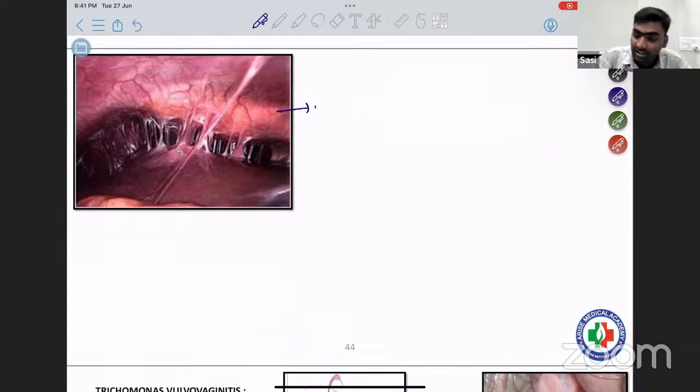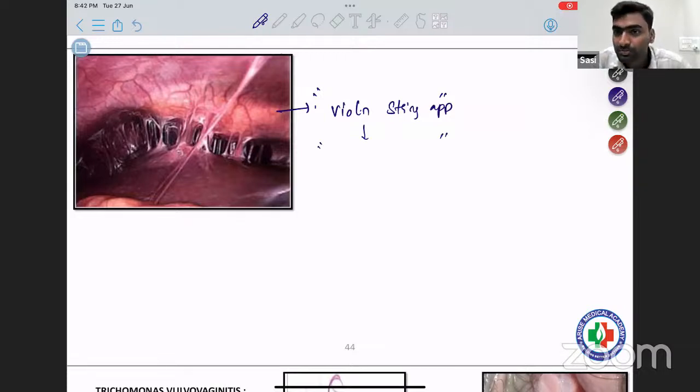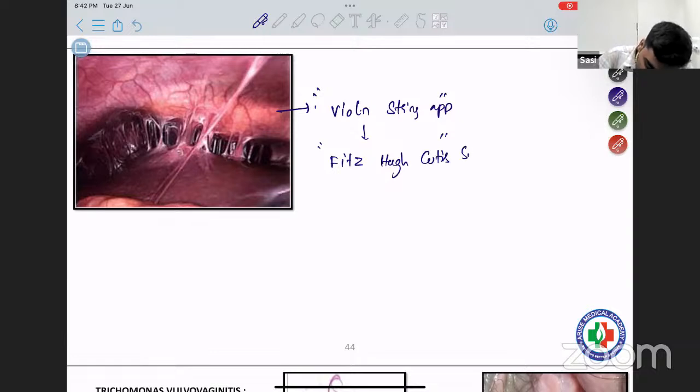What is this appearance? It's known as, what is this appearance? Answers in the chat box. This is known as violin string appearance. In which condition will you see this appearance? What is the name of this syndrome? You are getting it correct. It is seen in the case of Fitz-Hugh-Curtis syndrome.